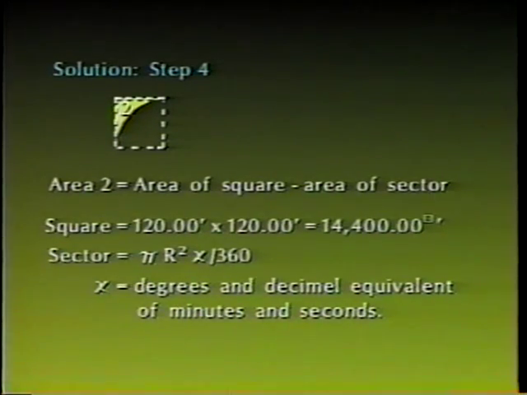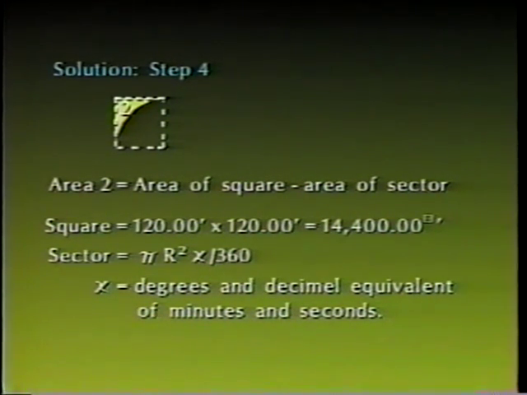Here is the solution to determine the area of area 2. Area 2 equals the area of the square minus the area of the sector. Solving for the square, we have 120 feet times 120 feet for 14,400 square feet. For the sector, we have pi r squared times x over 360. X equals degrees and decimal equivalent of minutes and seconds.